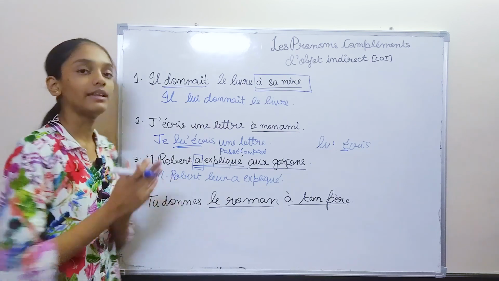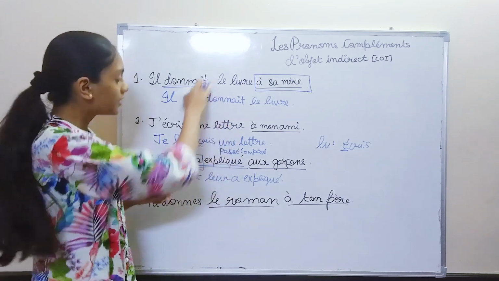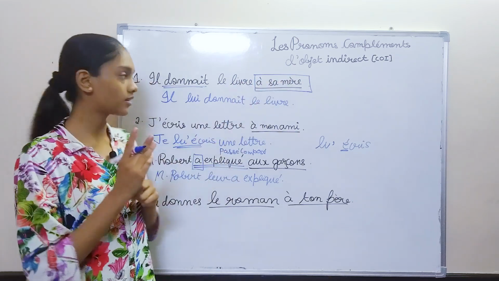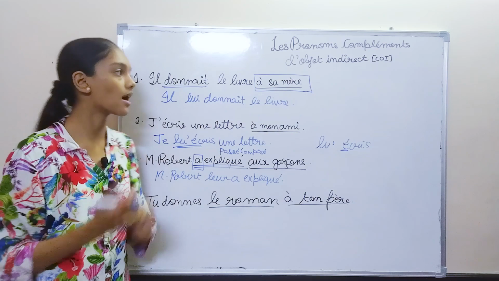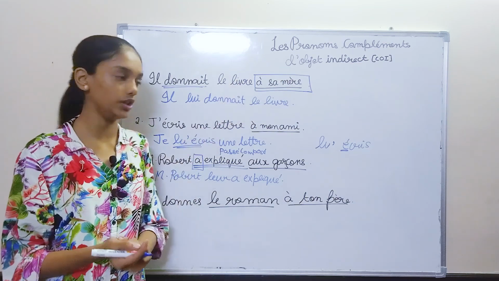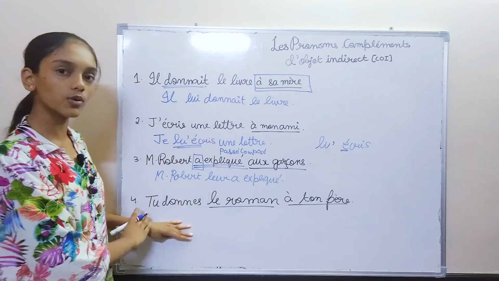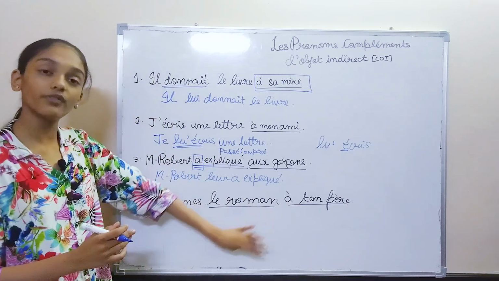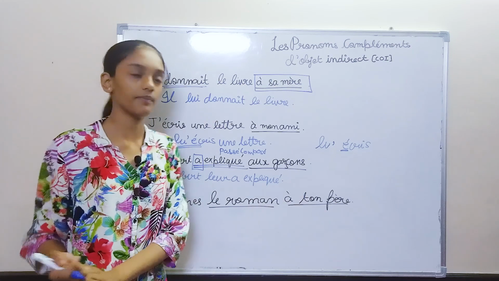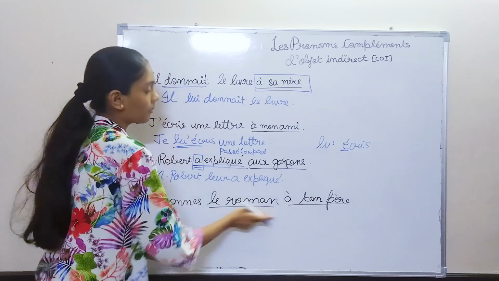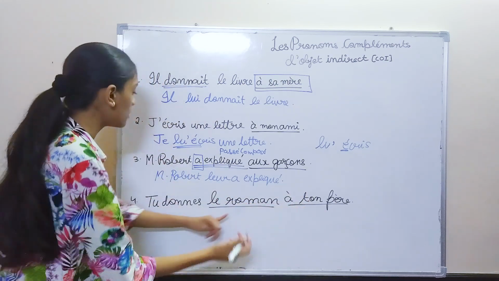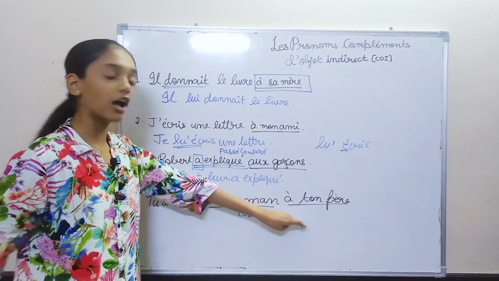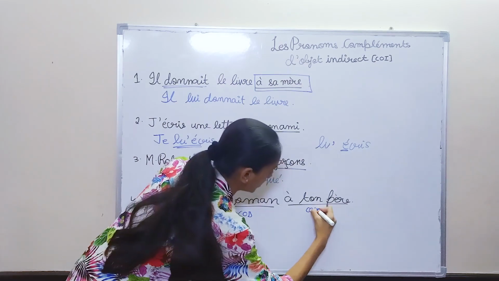Now, if you notice, the last one is a bit different. Till now, you only had one part underlined in the sentence. Either it is COI or it is COD. But if you look at the fourth sentence, we have two parts underlined over here. One of them is COD and one of them is COI. Like, tu donnes le roman à ton père. So, le roman, it's COD. And à ton père, it's COI.